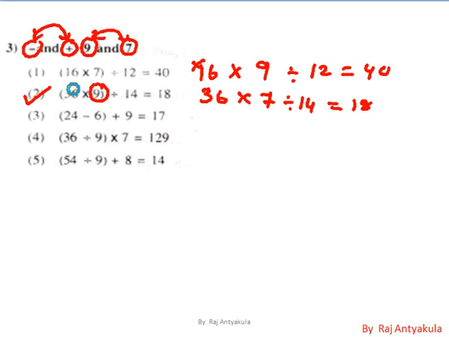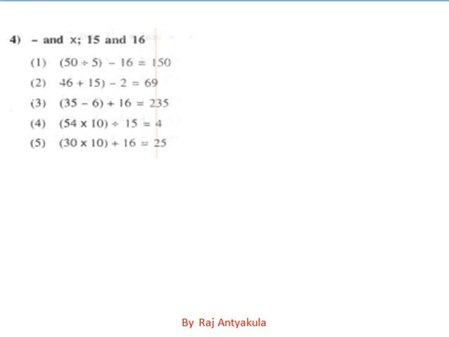Let us go for the next question. See here, minus has to be interchanged with into, and into has to be interchanged with minus. Similarly, whenever you find 15 you have to replace it with 16. Whenever you find 16 you have to replace it with 15.